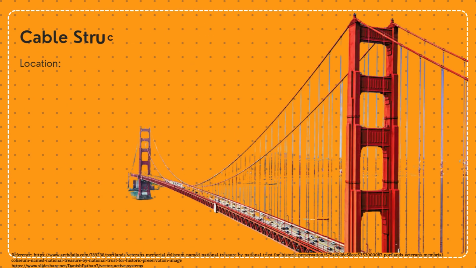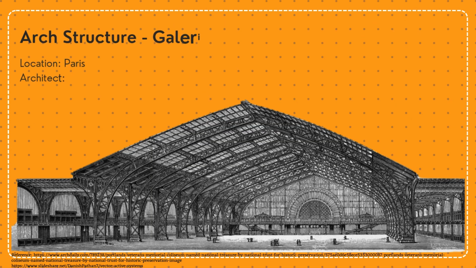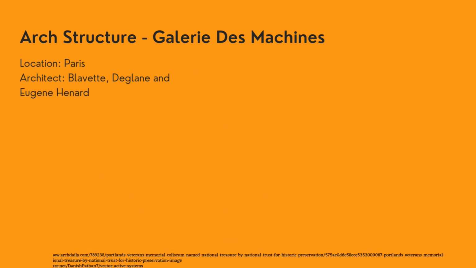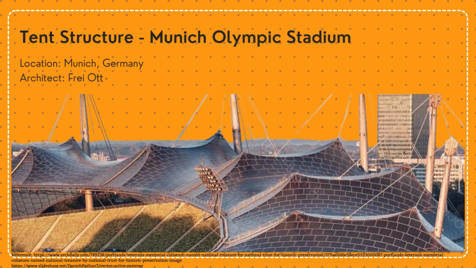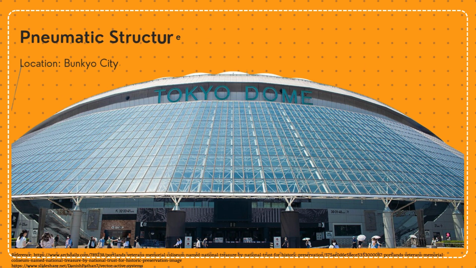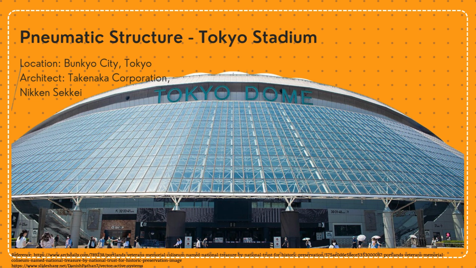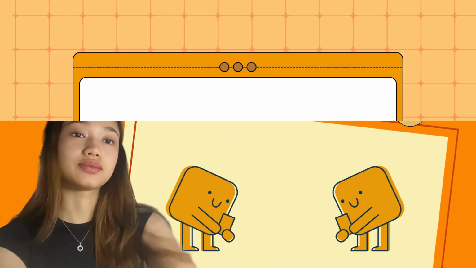For the example of cable structure, we have the Golden Gate Bridge in San Francisco, USA, and its architect is Joseph Baermann Strauss. For the example of arc structure, we have Galerie des Machines in Paris, and its architects are Ferdinand Dutert and Victor Contamin. For the example of tent structure, we have Munich Olympic Stadium in Munich, Germany, and its architect is Frei Otto. For the example of pneumatic structure, we have Tokyo Dome in Bunkyo City, Tokyo, and its architects are Takenaka Corporation and Nikken Sekkei. Why are these structural systems important?